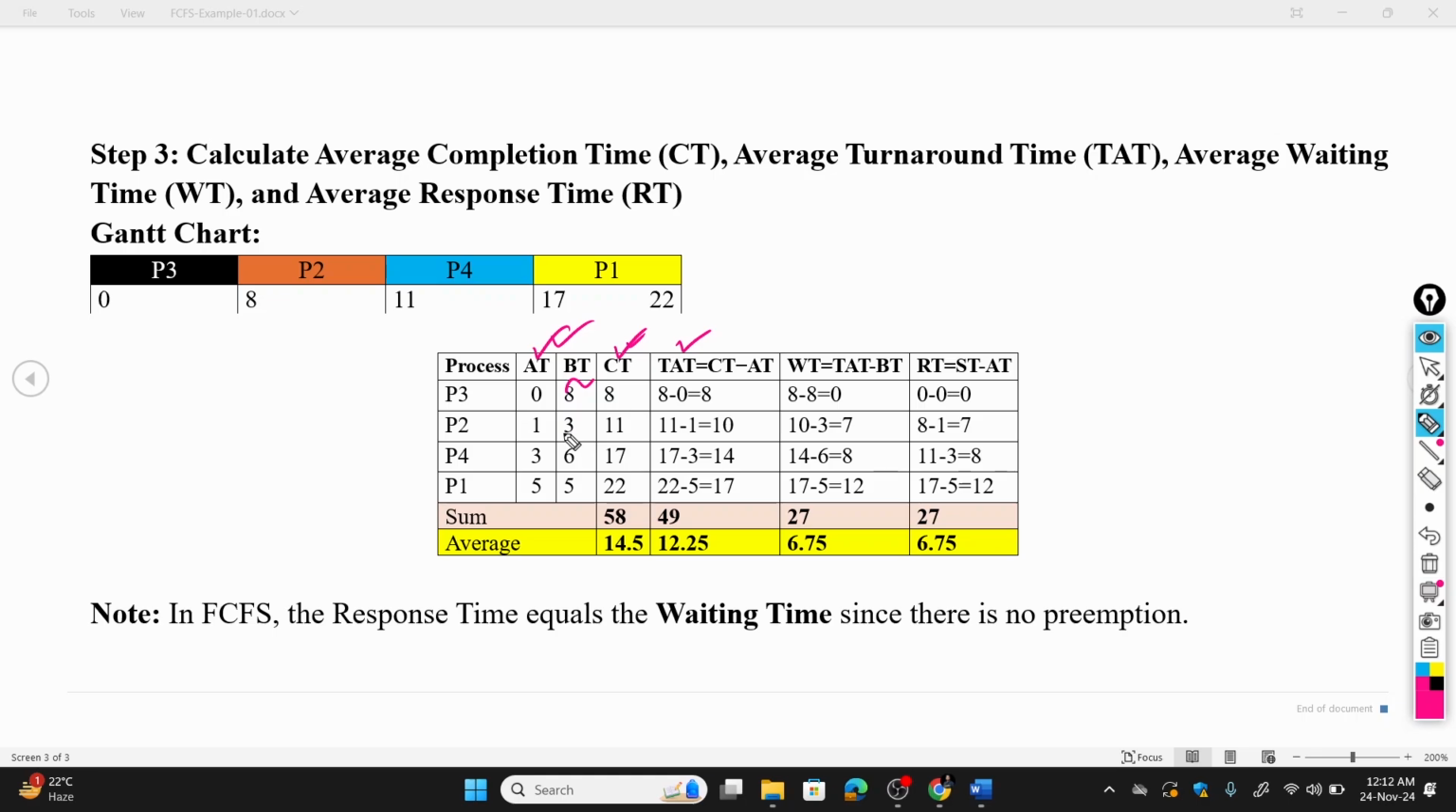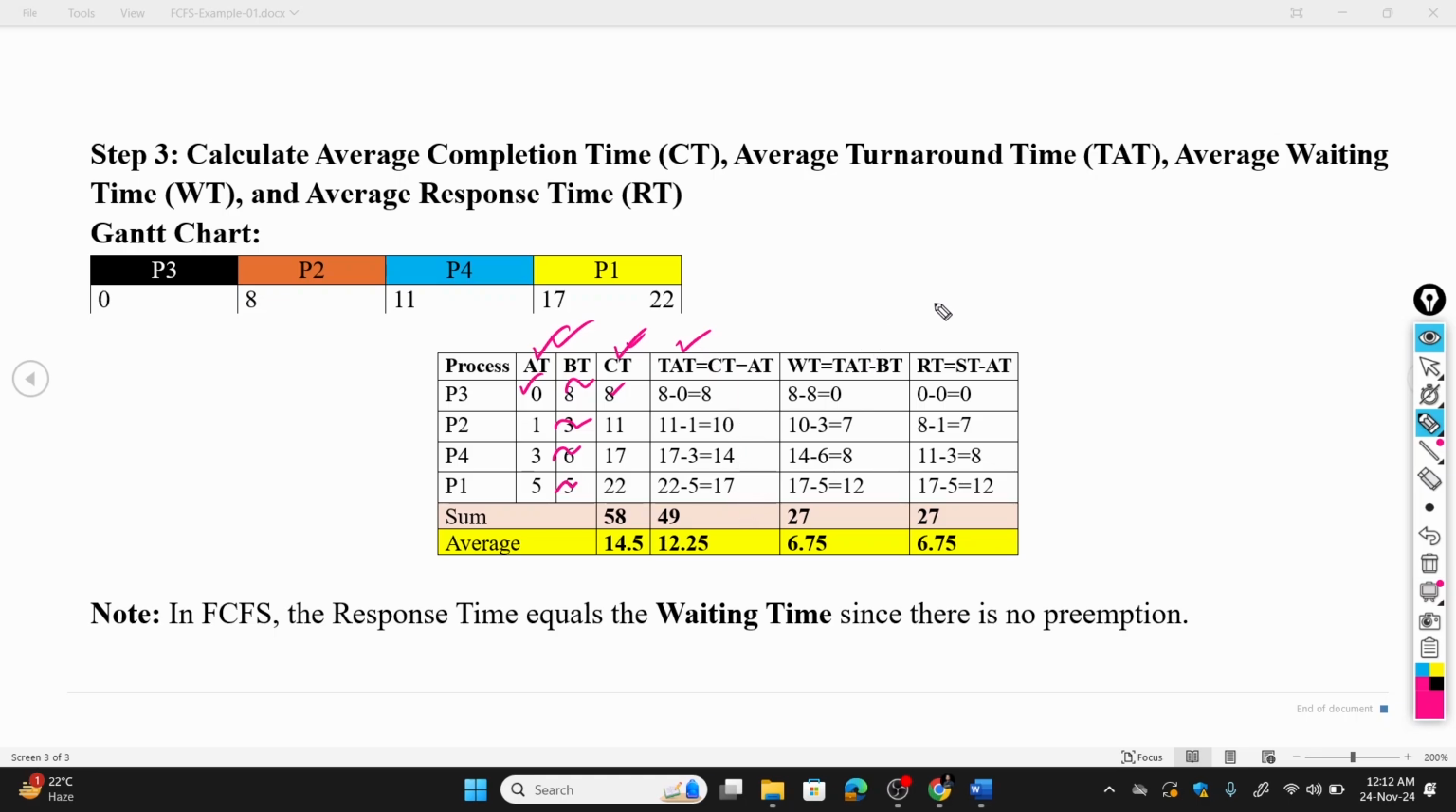what? 8. Then which column? I am finding the difference of this column and this column. 11 minus 1 is equal to 10. So for this one? 17 minus 3 equal to 14 and 22 minus 5 is equal to 17. So this is the turnaround time.